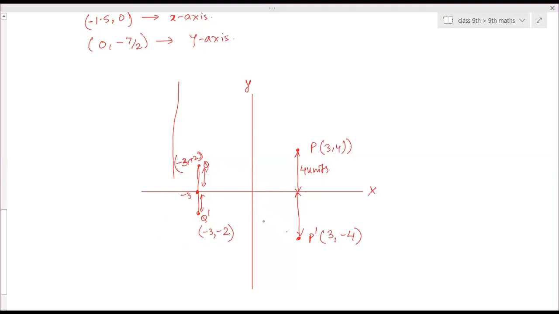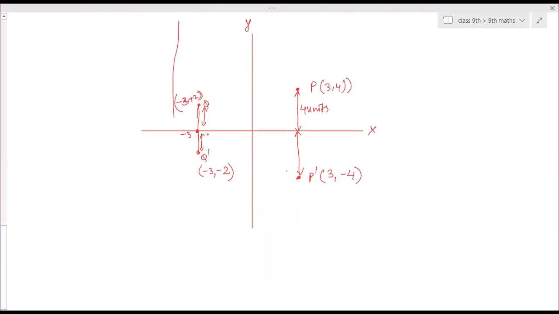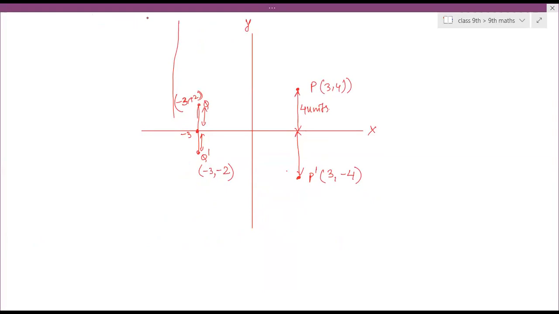Will they ask in an exam like this? No, you don't have that. Okay, and then if the image is formed in the y-axis.